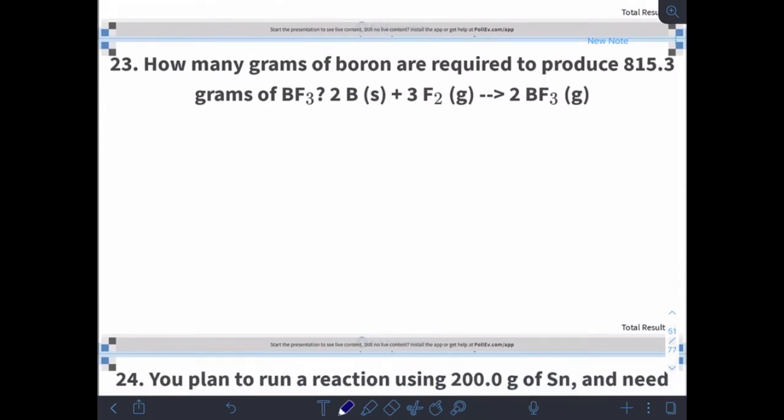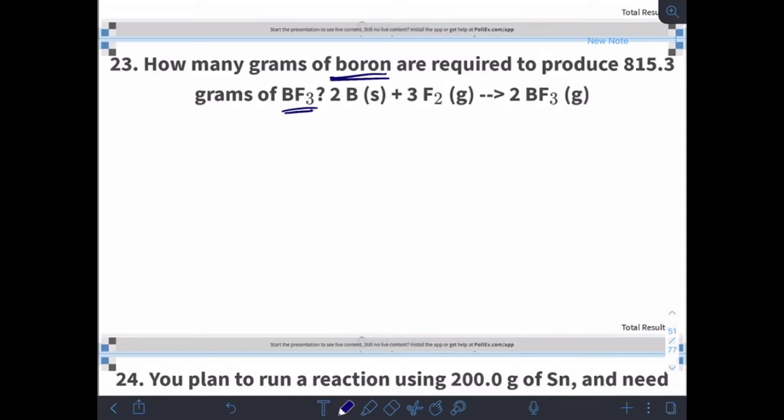So how many grams of boron are required to produce 815.3 grams of boron trifluoride? Okay, so here we are asked to go from boron to boron trifluoride. Right, so that means that somewhere in there I'm going to need a mole ratio. I'm going to need a mole bridge.